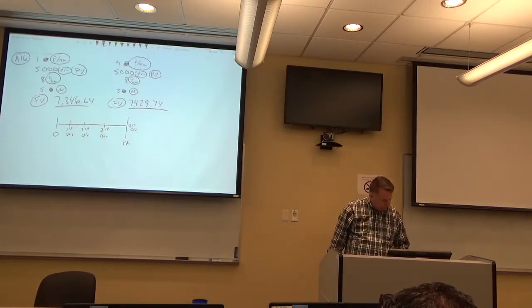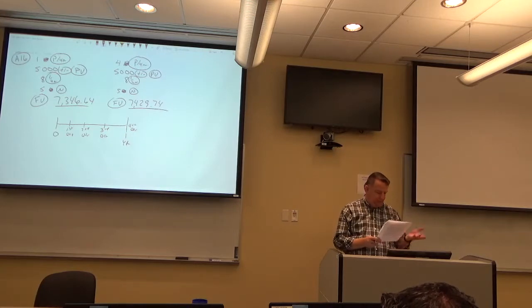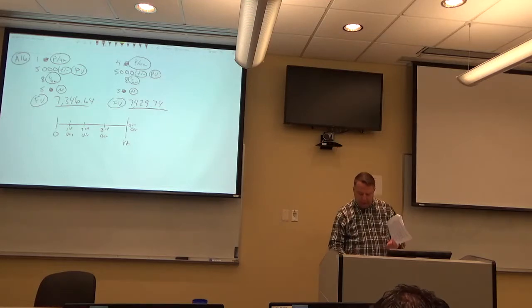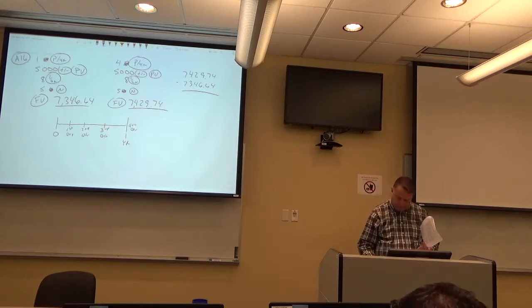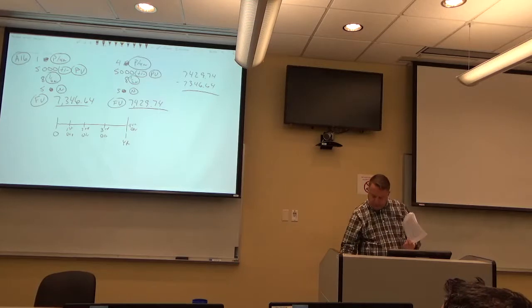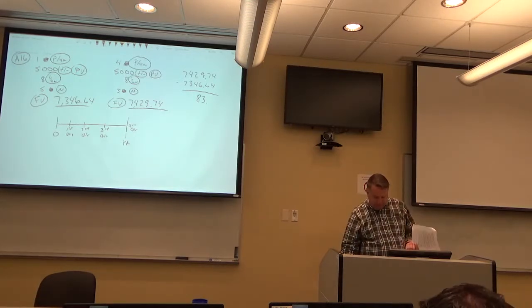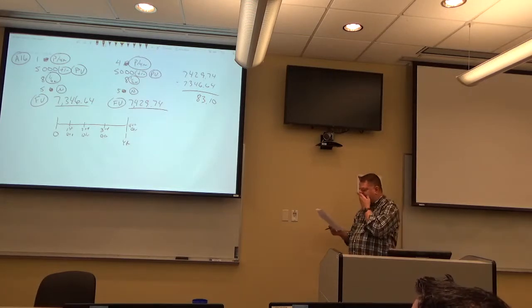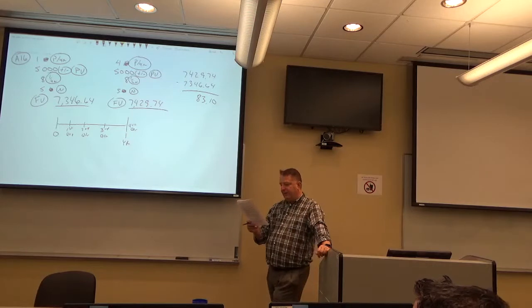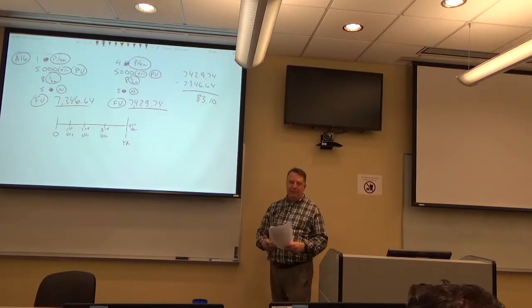All right. Part C. In comparing A and B, how much additional interest do you earn? Okay, so they ask you to go ahead and do the math. So 74, 29, 74, 73, 46, 64. $83.10. Okay, and then, what are the effective annual yields for each investment?